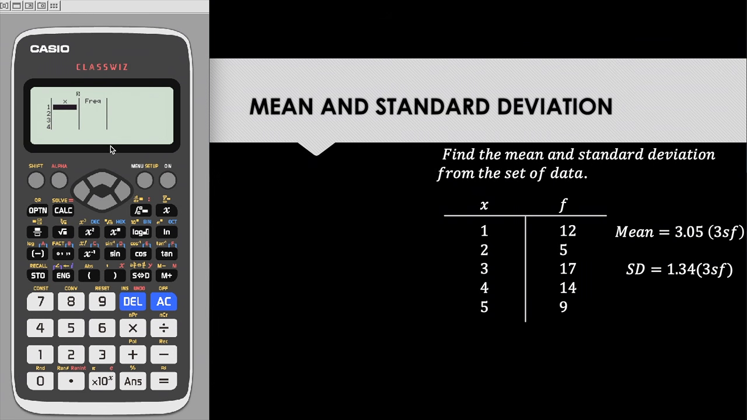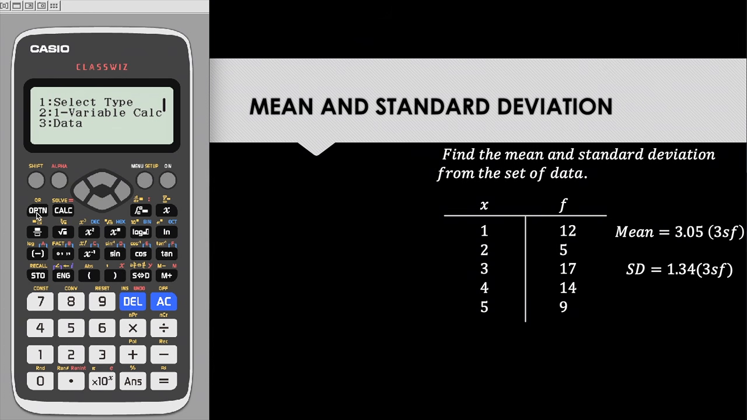As you can see, we've got an x column and a frequency column. So we input our values. We've got 1, 2, 3, 4, and 5 for our x values, and then we can go across and up to input our frequency. So we've got values of 12, 5, 17, 14, and 9. Now once we're done, you don't want to press equals, you want to press AC, and it brings you up with this result.